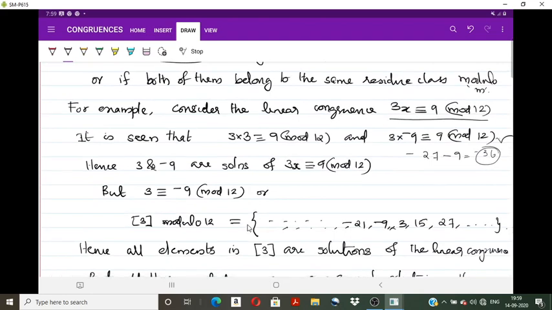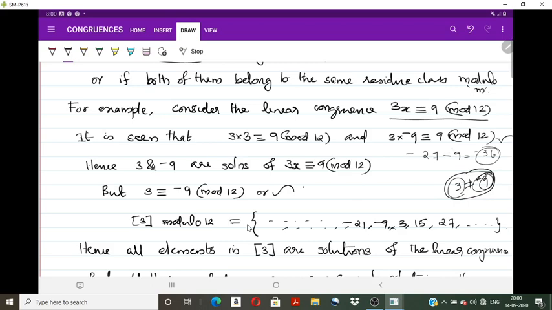But we can see that 3 is congruent to minus 9 modulo 12, because 12 divides 3 minus 9, that is 12 divides 12. So 3 is congruent to minus 9 modulo 12. So for the linear congruence 3x congruent to 9 modulo 12, we consider 3 and minus 9 as the same solution. Even though 3 is not equal to minus 9, the two values are different, but they are congruent under modulo 12.